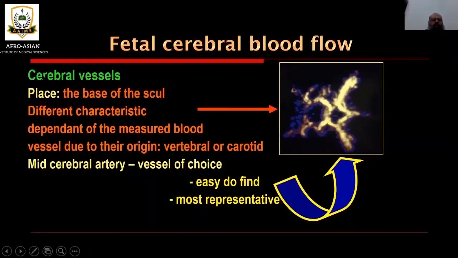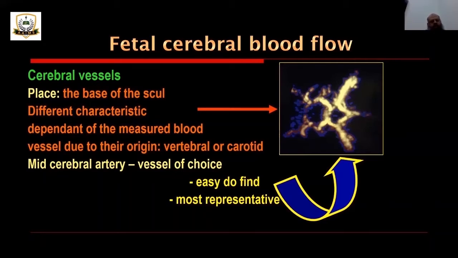If you look at the cerebral vessels, we put the transducer near the base of the scalp, and different characteristics are important depending on the measured blood vessel due to their origin. We need to know where the vertebral artery and the carotid are while scanning the neck. We can scan the neck of the fetus, especially for carotids in anencephaly.